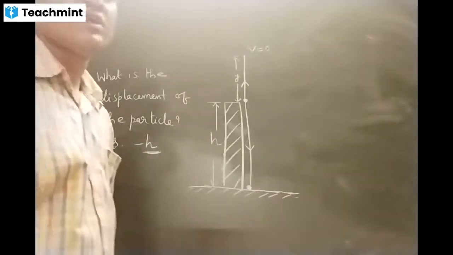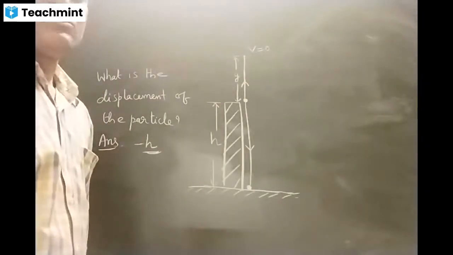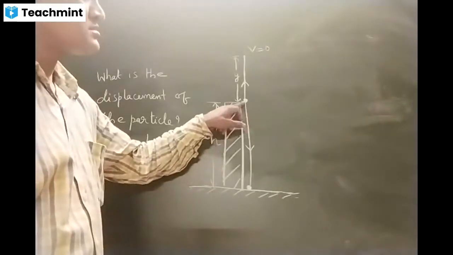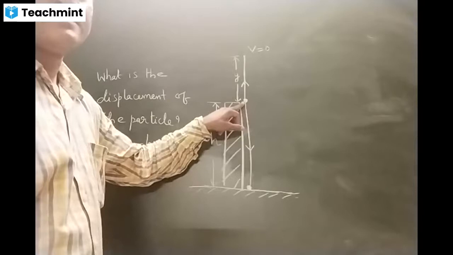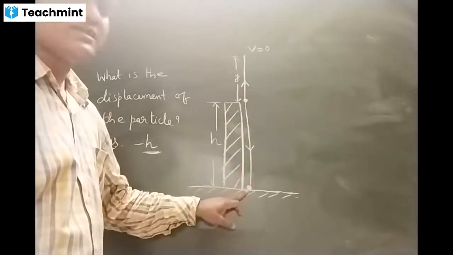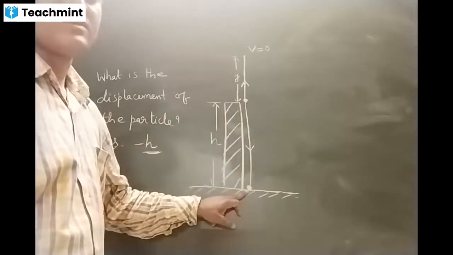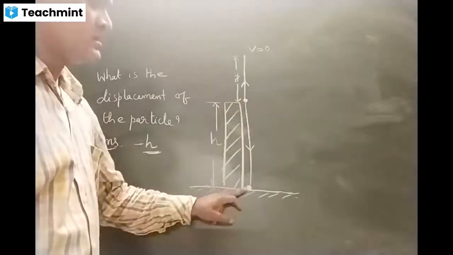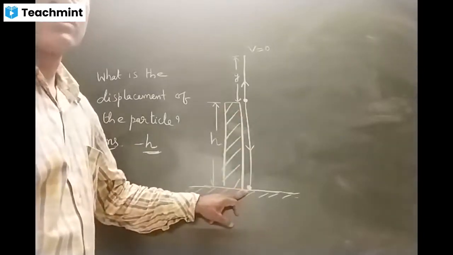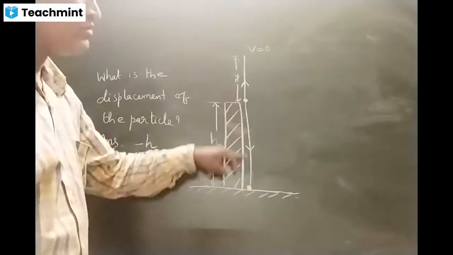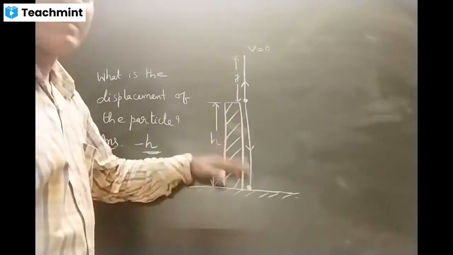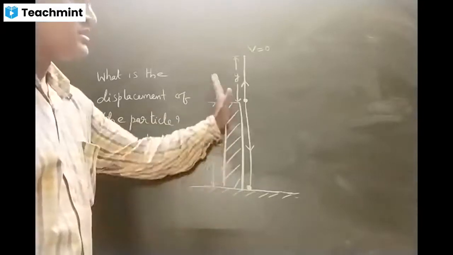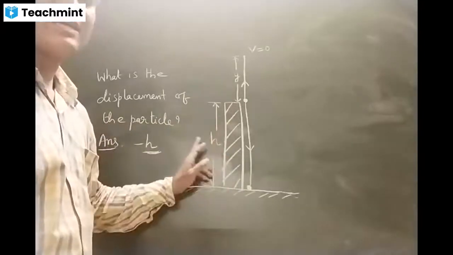Now, if you want, let me do the calculation. Initial point is top of the tower. Final point is foot of the tower. So it is in the downward direction. Height of tower you are measuring from foot of tower to top of tower. This h you have taken as positive.